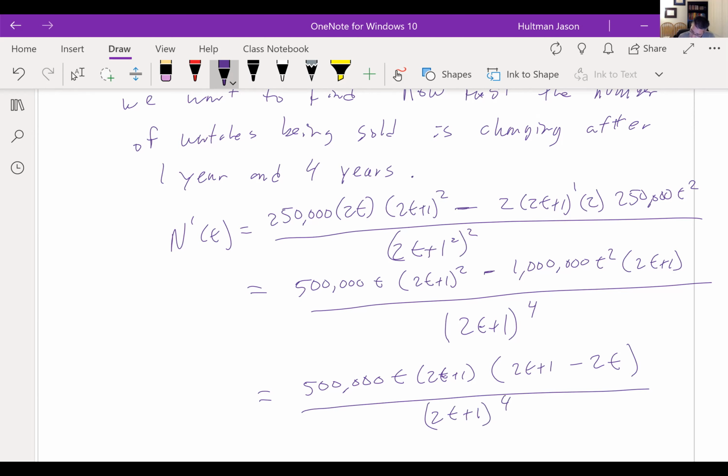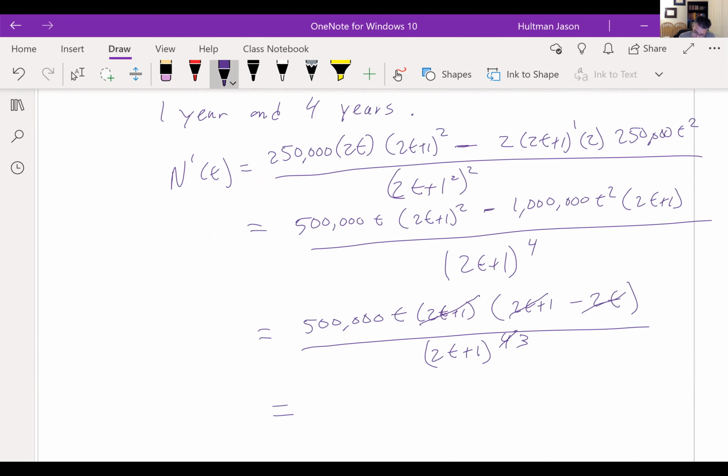Okay, so the 2t's are going to cancel out. That just leaves me with a 1 on top, times, and look at this, one of these 2t plus 1s is going to cancel with one of those, leaving me with 3. So this whole thing simplifies to 500,000 t over 2t plus 1 cubed. Okay, so that's N prime of t. That's kind of cool.